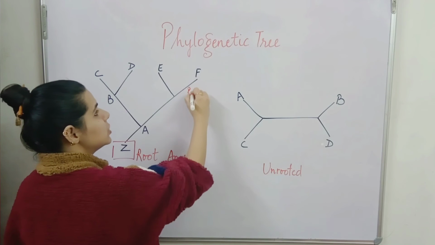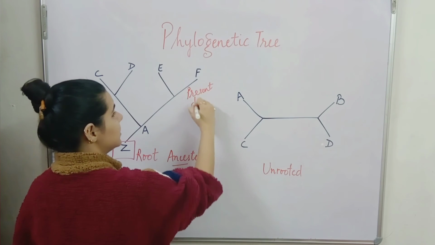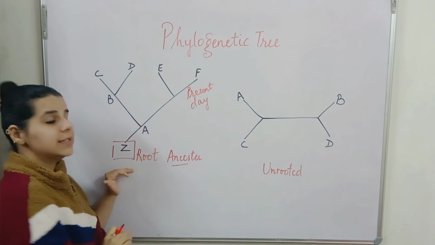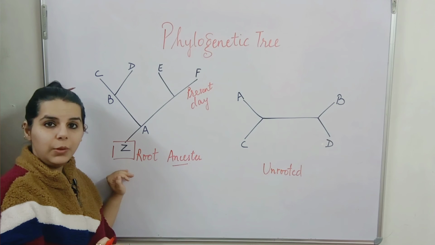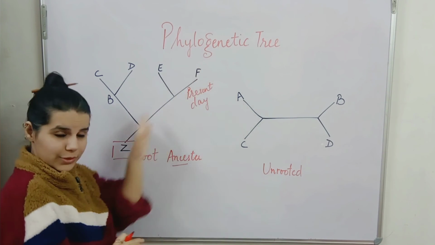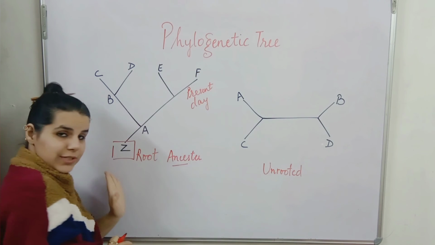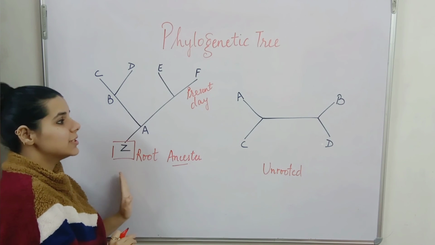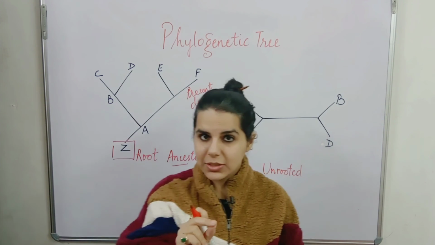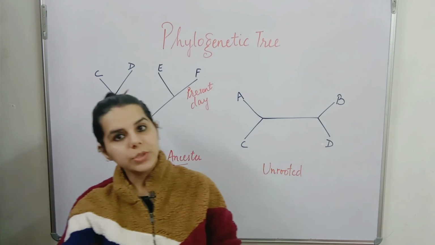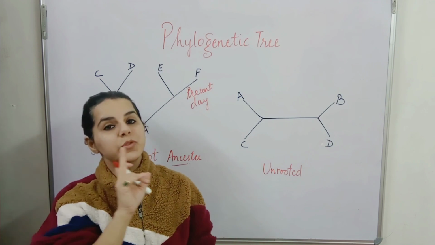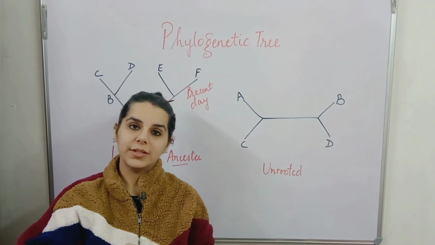These are the present day species. Supposedly consider that these are the present day species, C, D, E and F, right? And Z is the ancestral species. So either we can go from this side to this side, or we can go backwards also. We can study from F to Z as well, right? So this is a major difference, that rooted trees have the origin, the ancestor, and you can study the evolution as well as the ancestral species as well as the relatedness. But in terms of unrooted, you can only study the closeness, right?